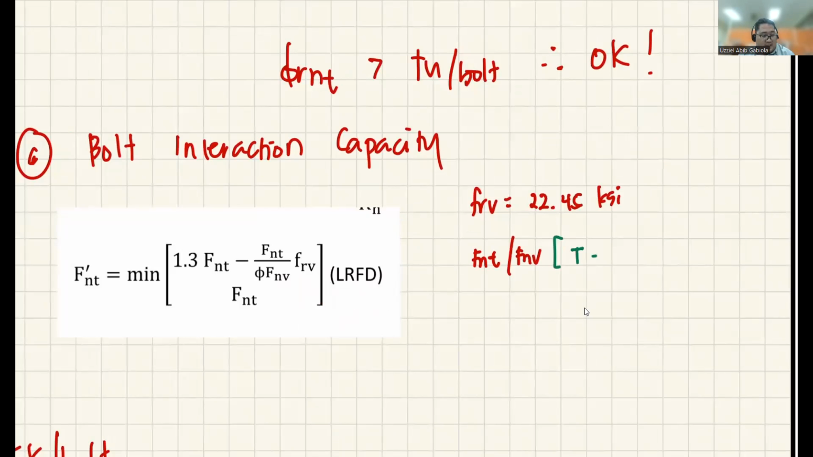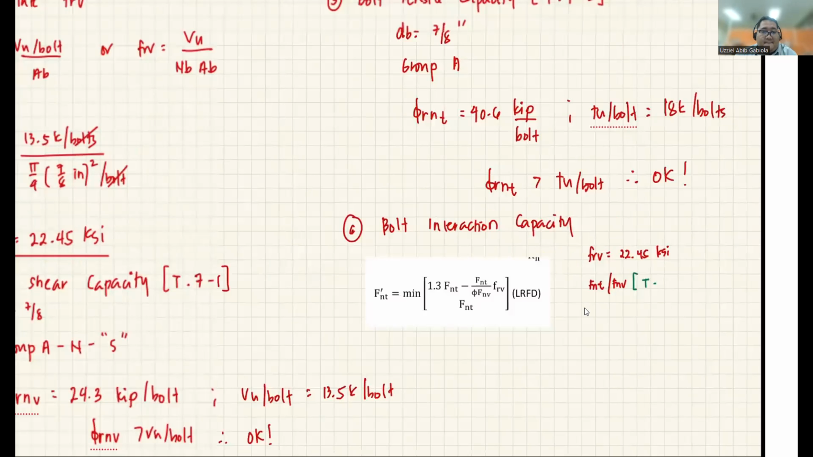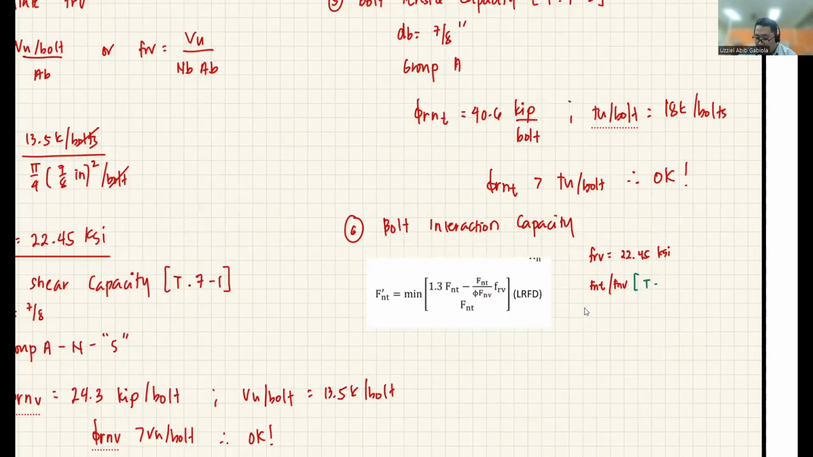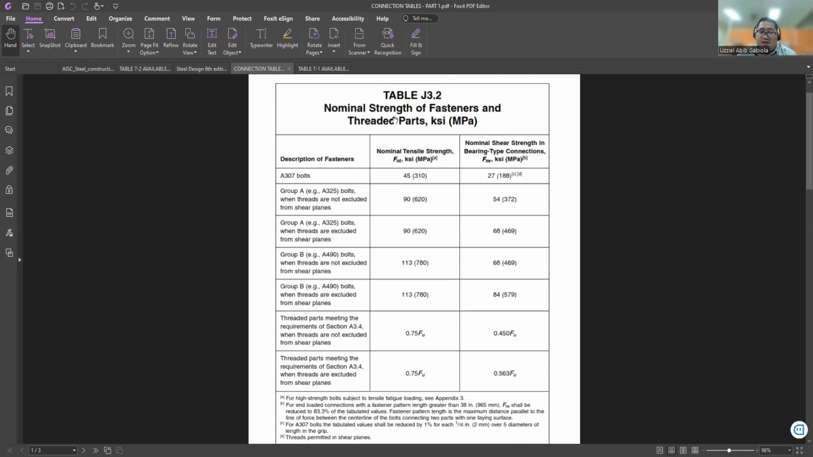Si Fnt tsaka si Fnb, titingnan natin sa table J3.2. Tama. Table J3.2. Okay? So, ito po yung itsura ng J3.2. Nabigay ko na po ito sa inyo last time. So, J3.2, nominal strength of fasteners and threaded parts. So, yung bolt natin is group A. Okay? And then, ang assumption natin, included. So, not excluded yung atin to. So, dito tayo sa column na to.